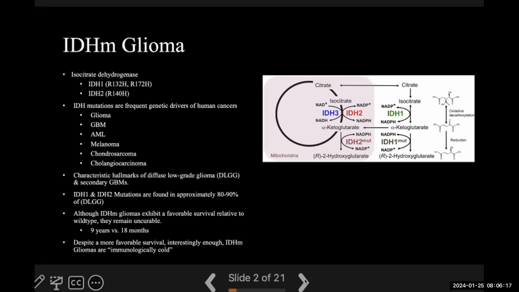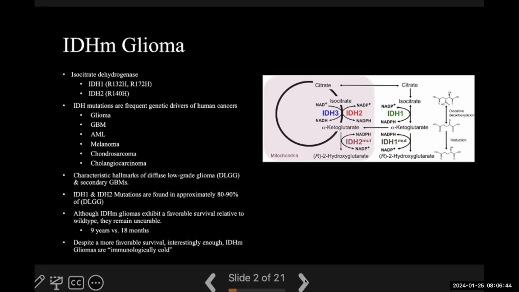And although IDH mutant gliomas are correlated with increased survival in patients, 9 years versus 18 months compared to wild type, interestingly, the tumor microenvironment of IDH mutant gliomas is immunologically cold, and we'll get into that and dive into what that really means.